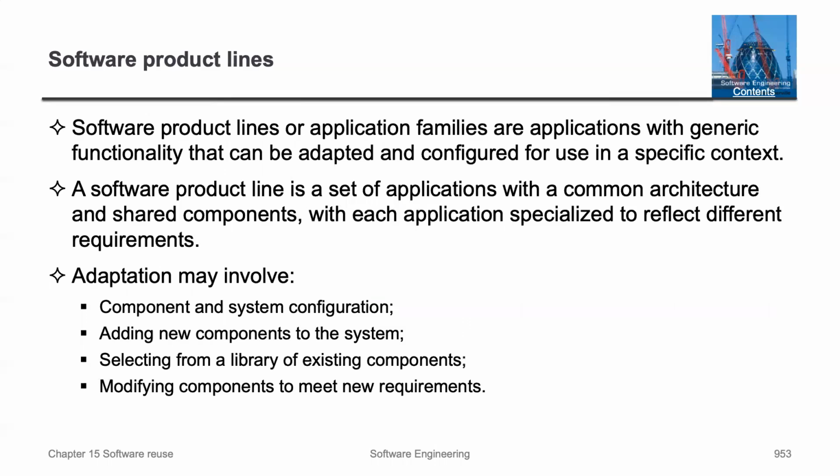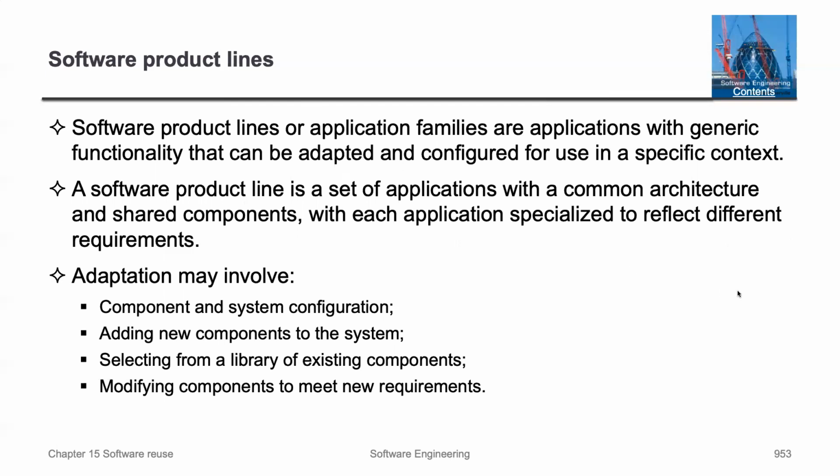All right, well, let's talk about software product lines. Software product lines or application families are applications with generic functionality that can be adapted and configured for use in a specific context. A software product line is a set of applications with a common architecture and shared components, with each application specialized to reflect different requirements.